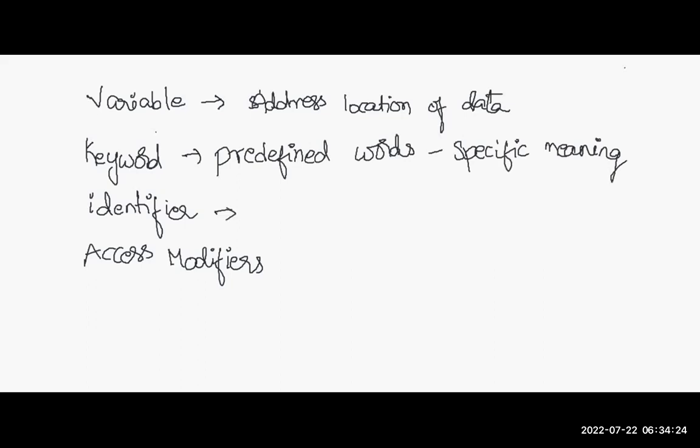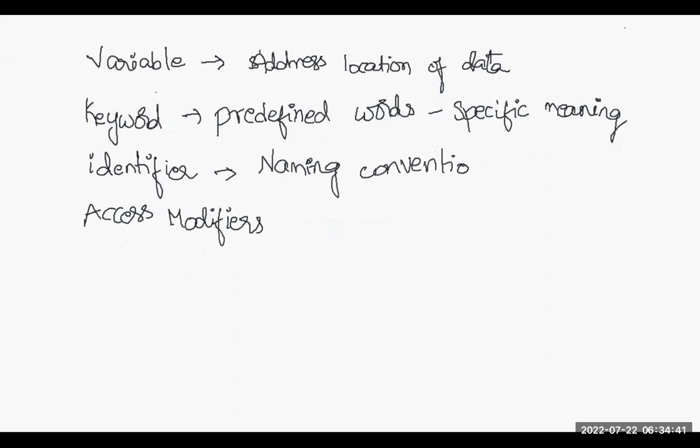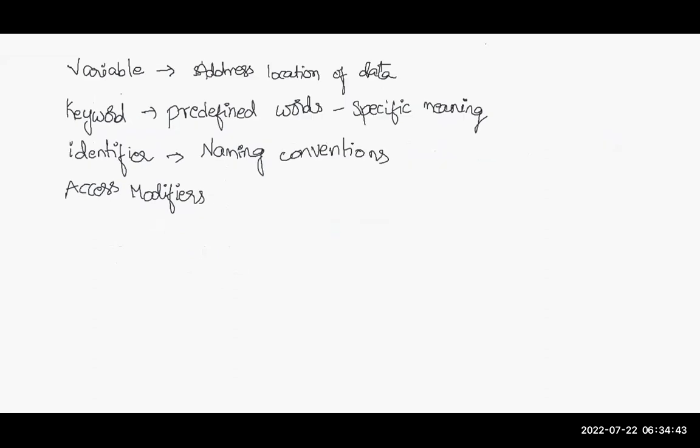Identifier means rules, naming conventions. The rules which we follow for naming a variable or class or a method. These are the naming conventions, naming rules, whatever we have to follow while naming anything. And what is an access modifier?